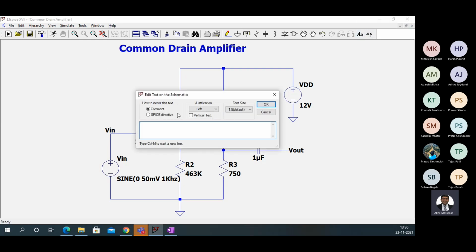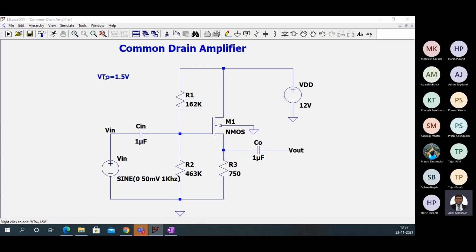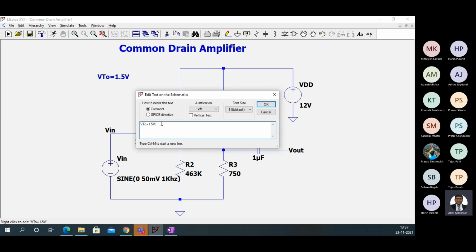What we are expected to do is, we want a VTO of 1.5 volts, and we also want Kn. There is no such thing as Kn in SPICE, we have only Kp. So Kp has to be 4 into 10 raised to minus 3.